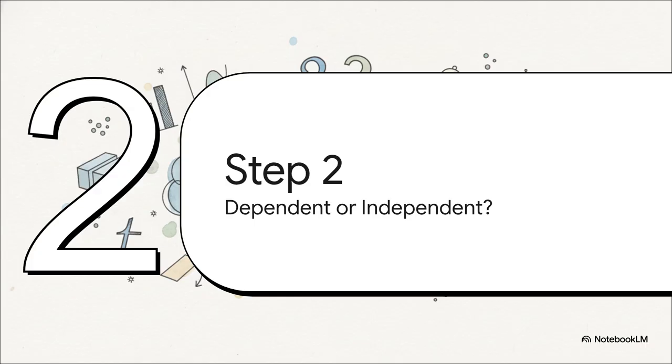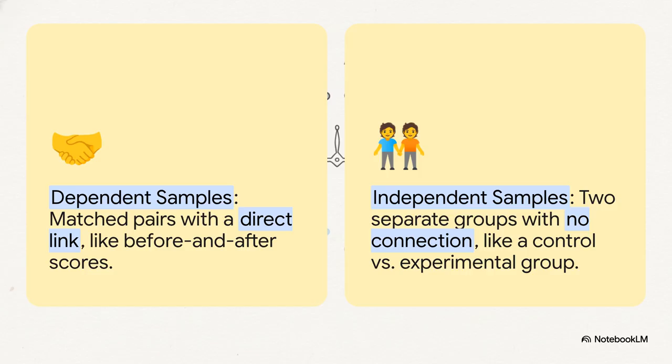Now we just have one more question to answer. Are your samples dependent or are they independent? This sounds tricky, but it's pretty straightforward. Dependent samples are linked. They're matched pairs. The best example is a before and after study. You're measuring the same person or thing twice, so that before score is directly tied to that after score. Independent samples are just what they sound like. Two completely separate, unrelated groups. Think a control group versus an experimental group. The people in one group have absolutely nothing to do with the people in the other.